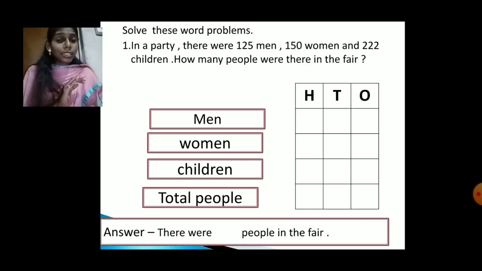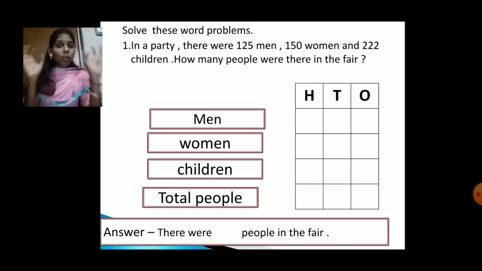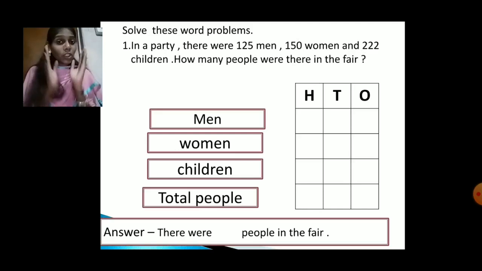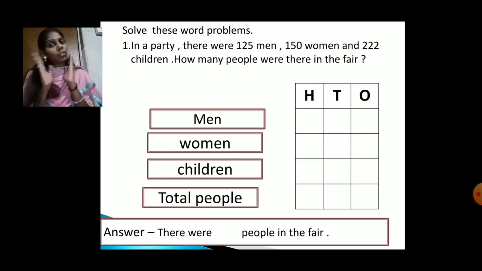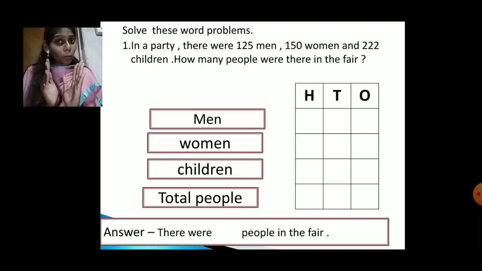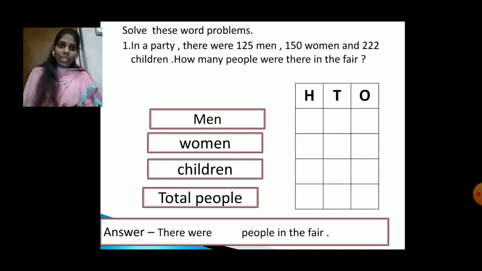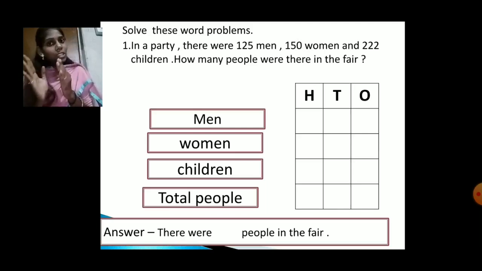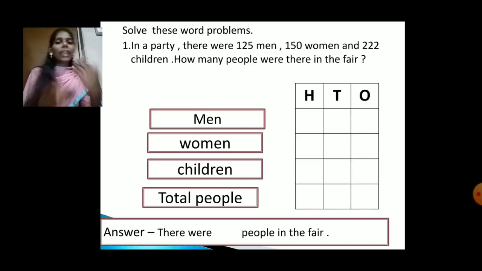And the third step is, after all this observation and collecting the information, you have to decide your operation. It means whether you have to do addition or subtraction. You have to decide the operation, and according to the operation, you have to solve the sum. Correct? If it is addition, then you have to add the numbers, and if it is subtraction, then you have to subtract the numbers. Yes? Did you remember all these steps?